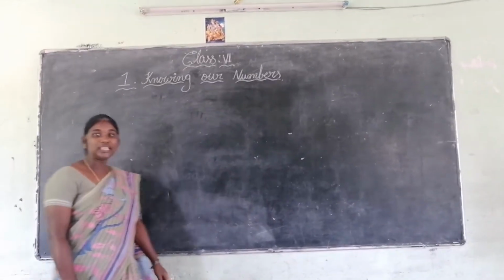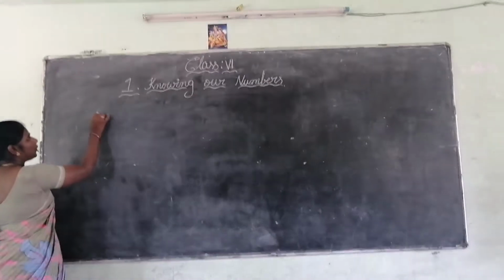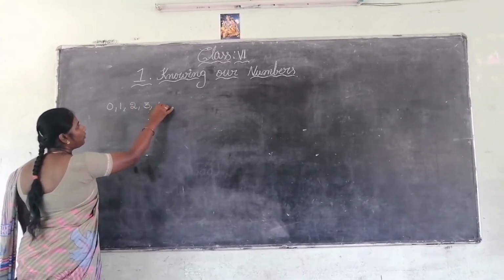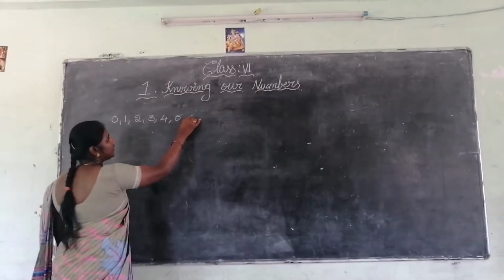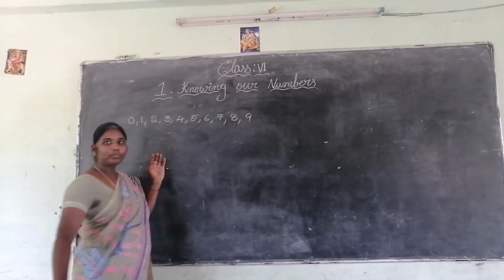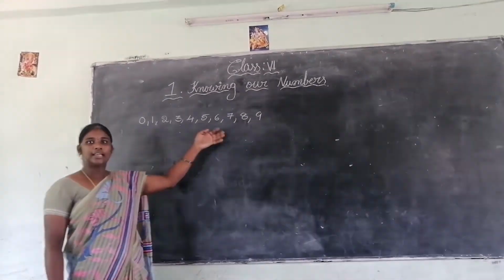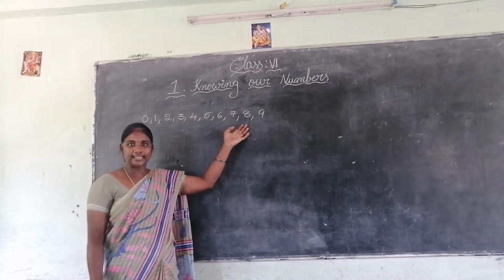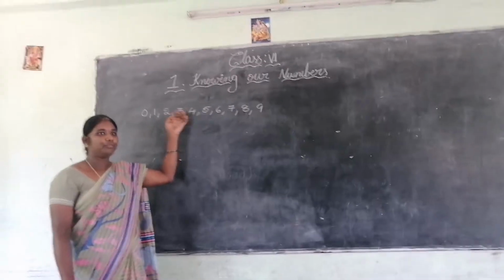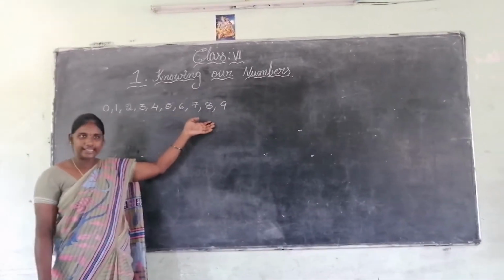Numbers are formed using 10 symbols: 0, 1, 2, 3, 4, 5, 6, 7, 8, 9. We can form the numbers with these 10 symbols. These symbols are called digits.